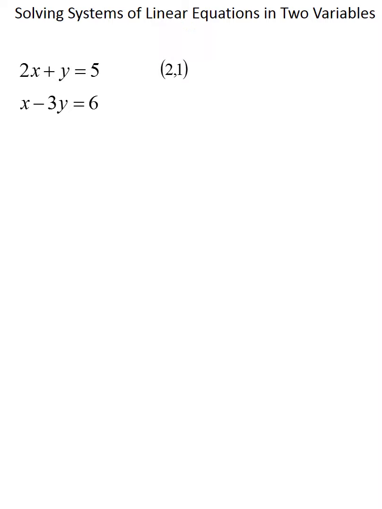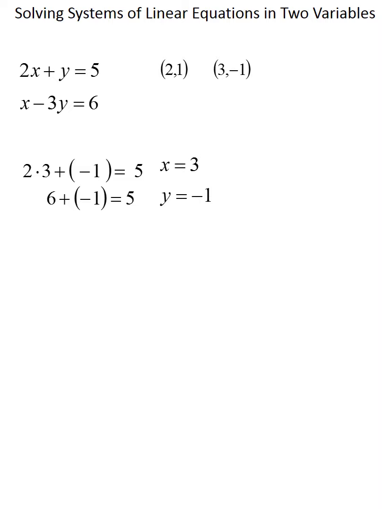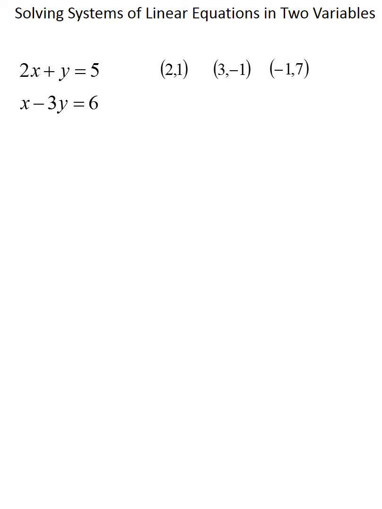But (2, 1) is not the only ordered pair that satisfies this top equation. It's also true when x is 3 and y is negative 1. Watch this. If I substitute 3 for x and negative 1 for y, the little arithmetic will show that I do have a true statement here. 6 plus negative 1 is 5. So (3, -1) is another ordered pair that satisfies the top equation. Another ordered pair that satisfies the top equation would be (-1, 7), as you can see by plugging in negative 1 and 7 for x and y.